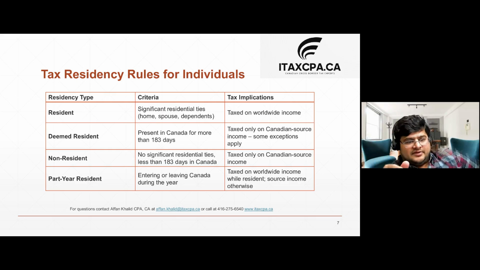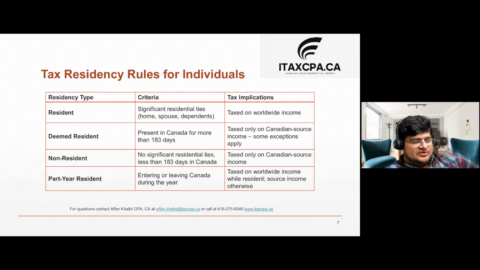And as a non-resident, and without a treaty, if you're a non-resident, then you are subject to tax on your Canadian source income. It also depends on the type of income, which I will explain, whether it's dividend or interest income, employment income, capital gain income. I will provide more details as we go through the presentation.